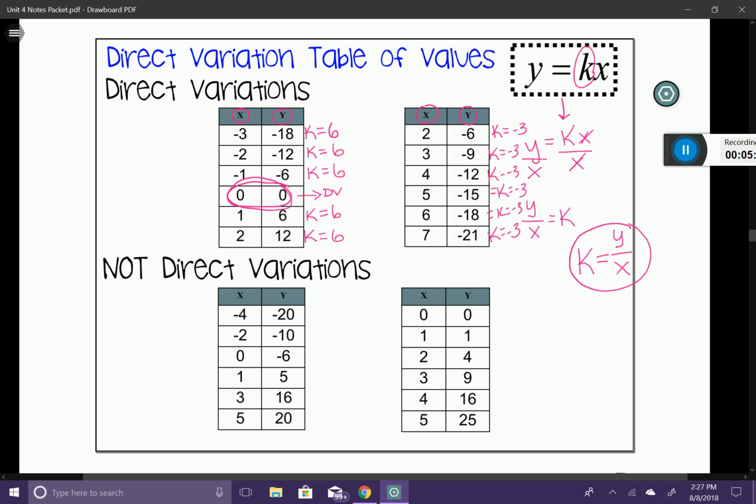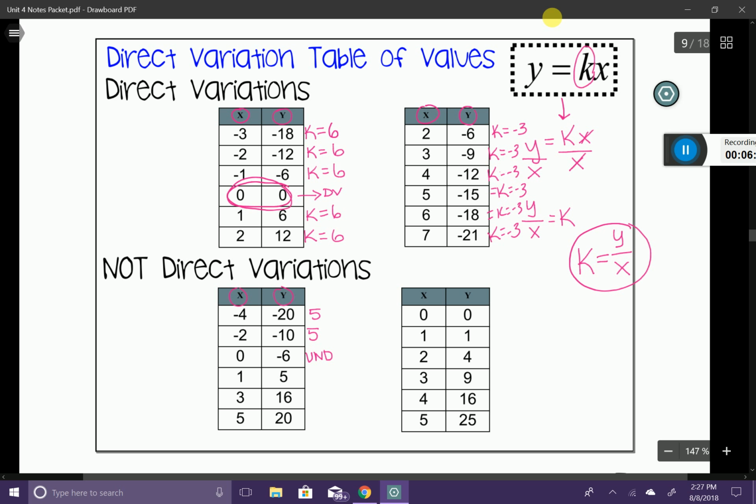Okay, non-direct variations. So we're going to do that same exact concept where we divide the y by the x. You can see here, -20 divided by -4 is going to give me 5. And then -10 divided by -2 is 5. Uh-oh. -6 divided by 0. Well, that's actually undefined.